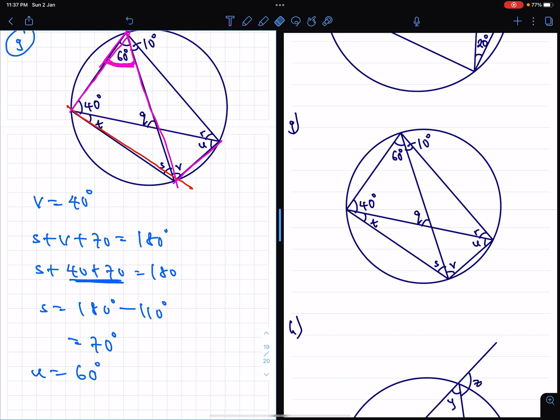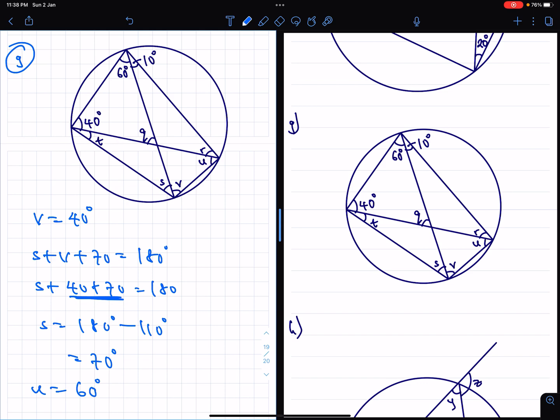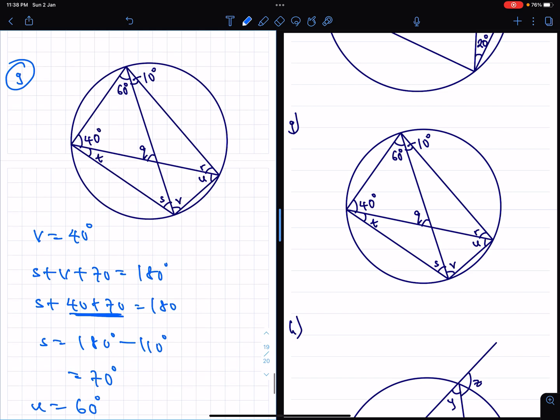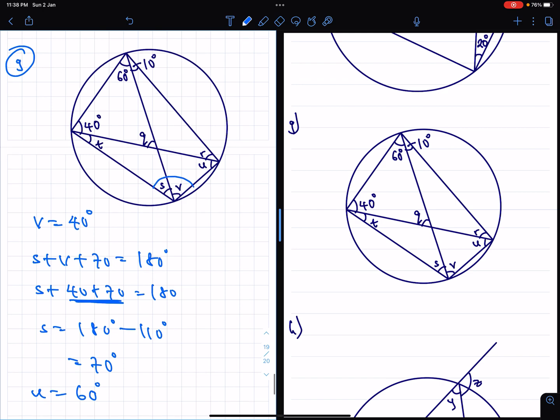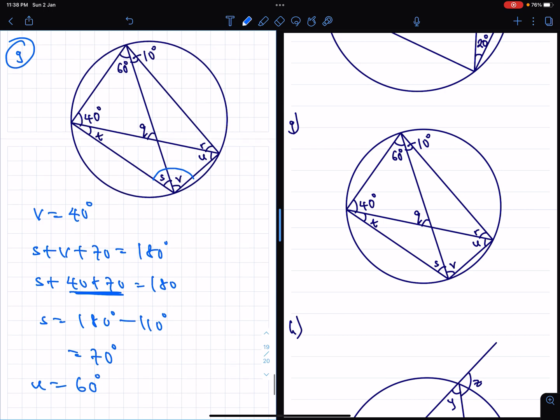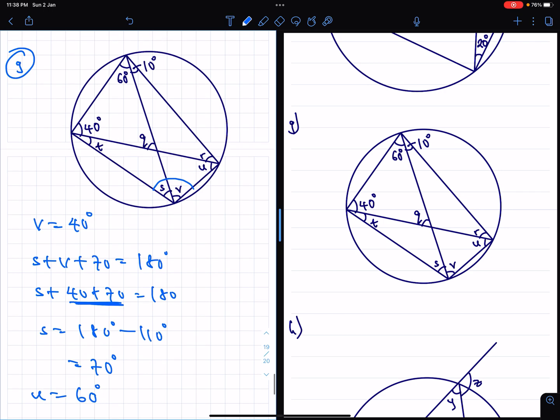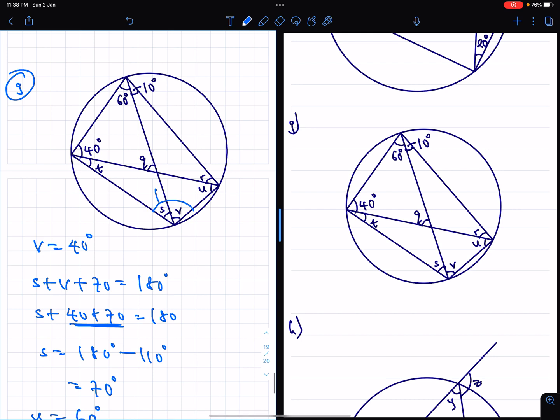What's the next? Let's erase markings on the diagram first. Now we found V, we found S, we found U. I think we need T now. I already know that the whole of V is S plus V. S plus V is 70, S is 70 and V is 40, so S plus V is 110 degrees. I know U to be 60 already. U is 60 degrees, and that means I can find T simply.